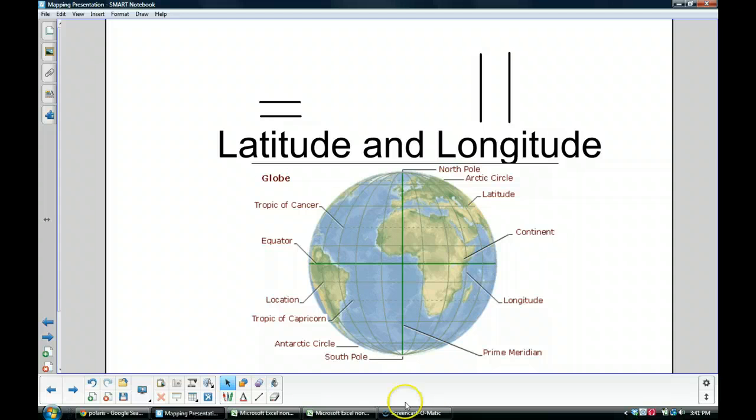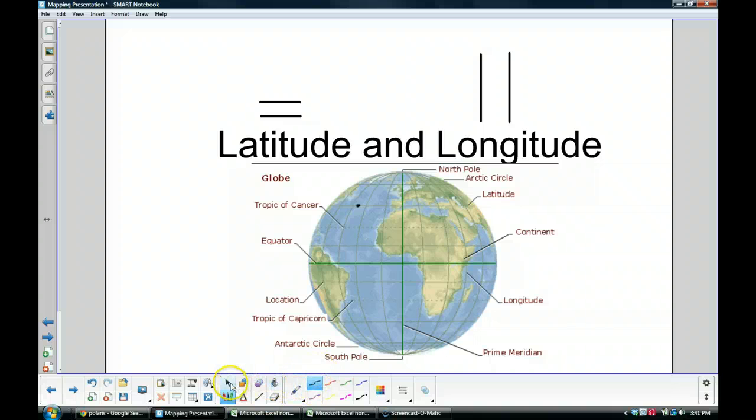So the idea behind latitude and longitude is that if we were to pick a spot right here out in the middle of the ocean, let's say, and say you were lost, you were out at sea. If you knew your latitude and longitude, you could send help, so you can get help somehow. And the latitude and longitude is really just a grid system.